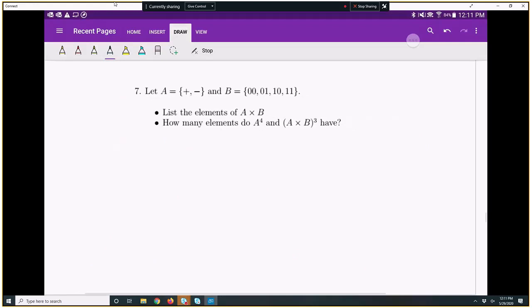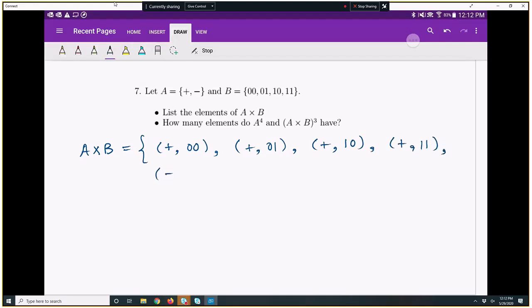Now in question 7, we have interesting sets. Again, reinforcing the idea that the elements in our sets don't have to be numbers. Here we have the set A is plus, comma, minus, and B is 00, 01, 10, 11. So these are sort of strings. And we're asked to list the elements of A cross B, so we know how to do that. We're going to form ordered pairs where the first element is from A. So I take plus, and I want to make sure plus gets paired with every element in B. So plus, comma, 00, plus, comma, 01, plus, comma, 10, plus, comma, 11.